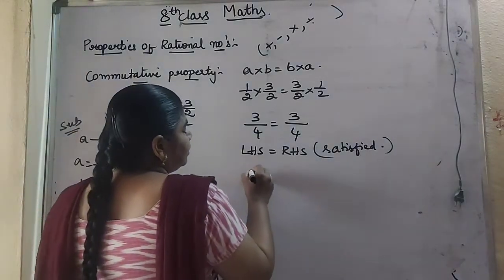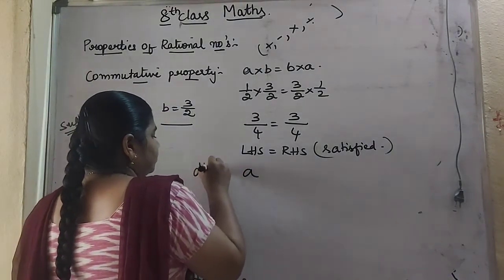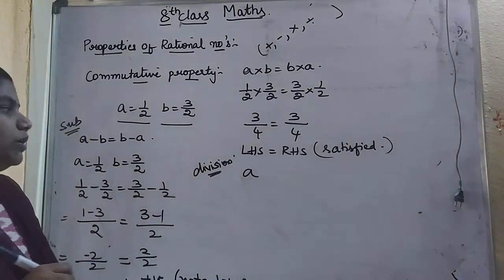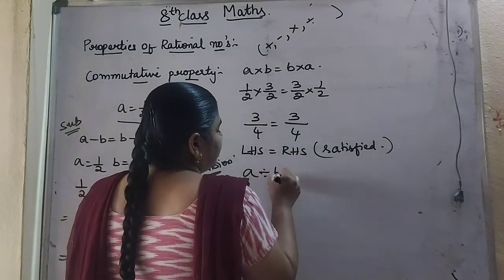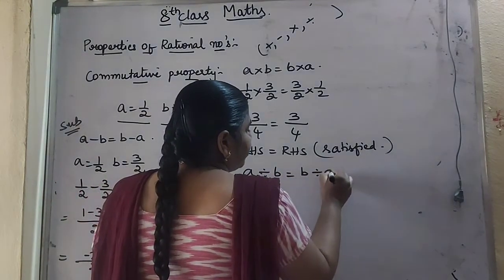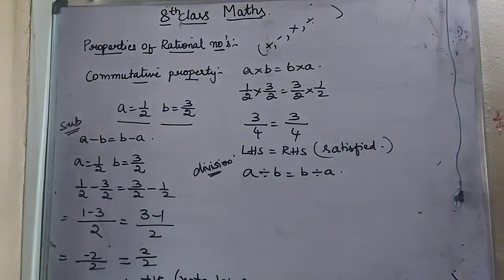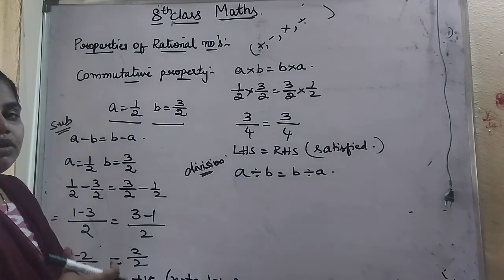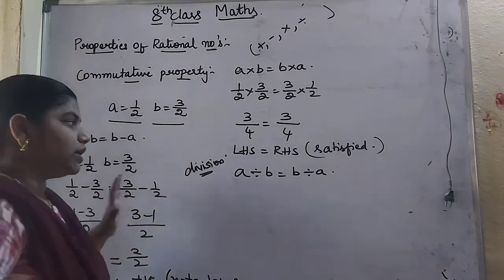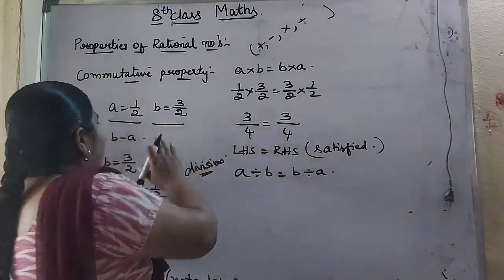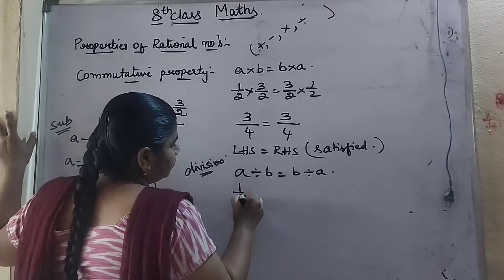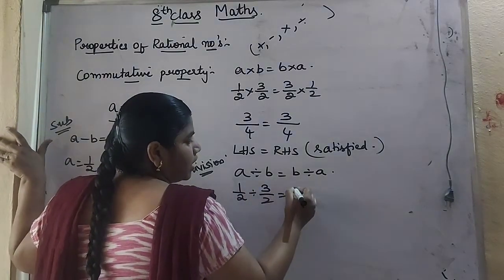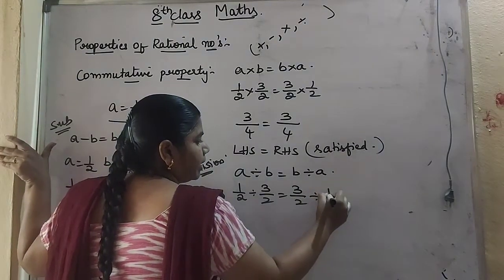So if you see the division, what is the general form of division here? A divided by B should be equal to B divided by A. So in this case, if the LHS part and RHS part are equal, we can say it is satisfied. If not, it is not satisfied. So again I am taking the same values here, that is 1 by 2 divided by 3 by 2. In this case also 3 by 2 divided by 1 by 2.